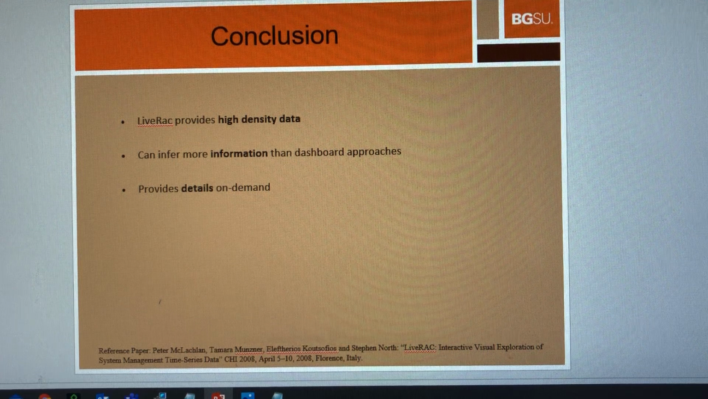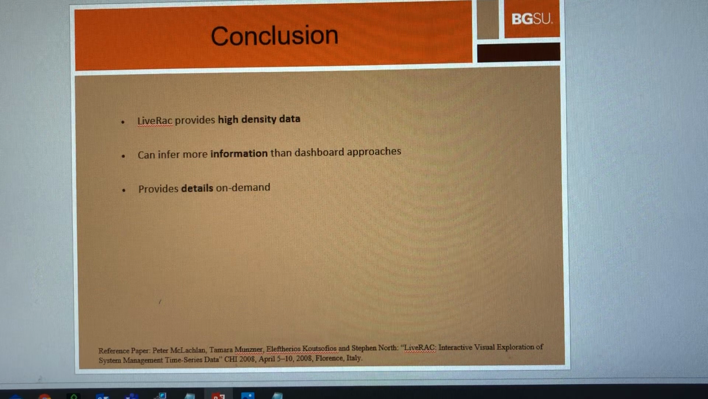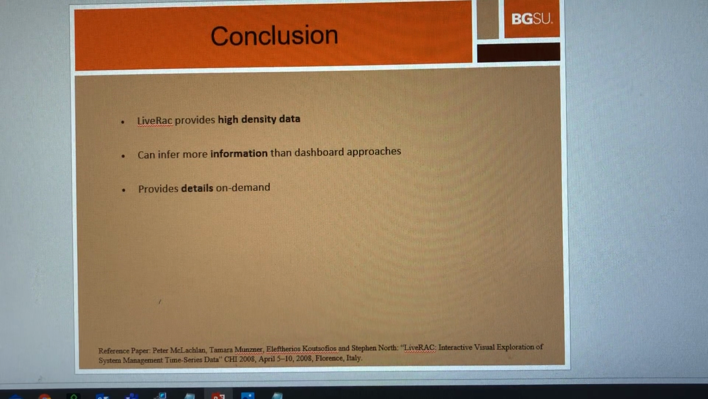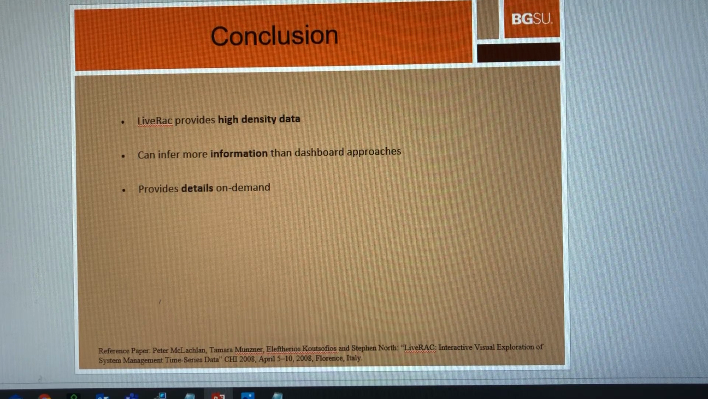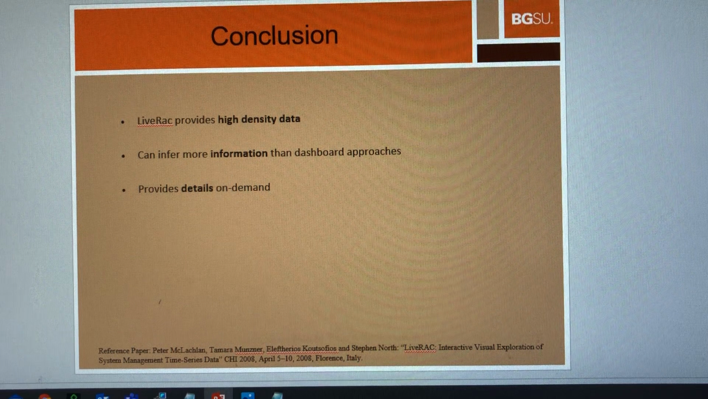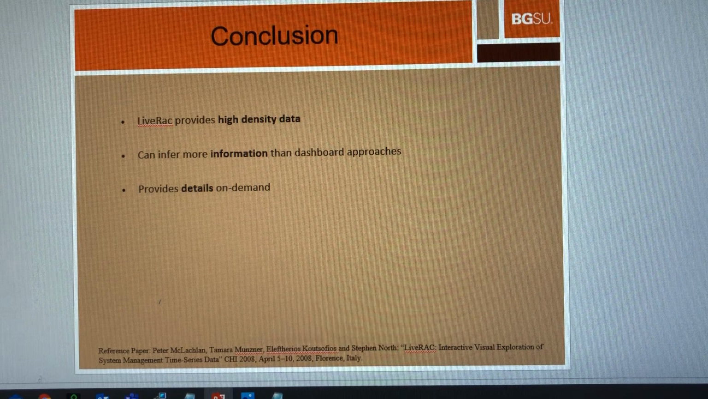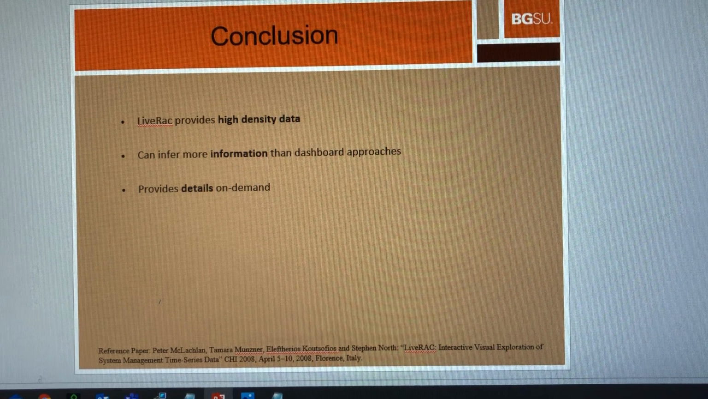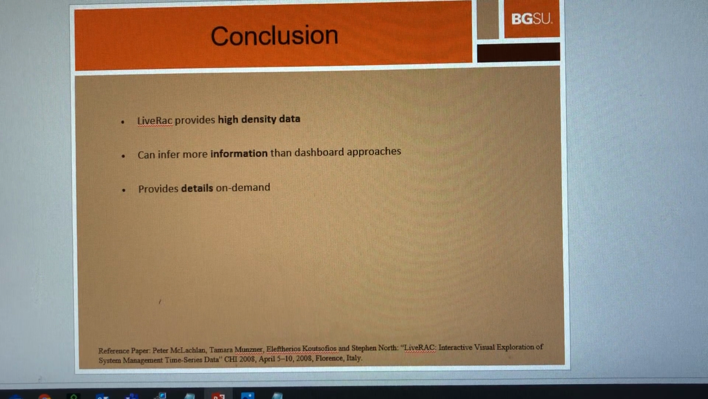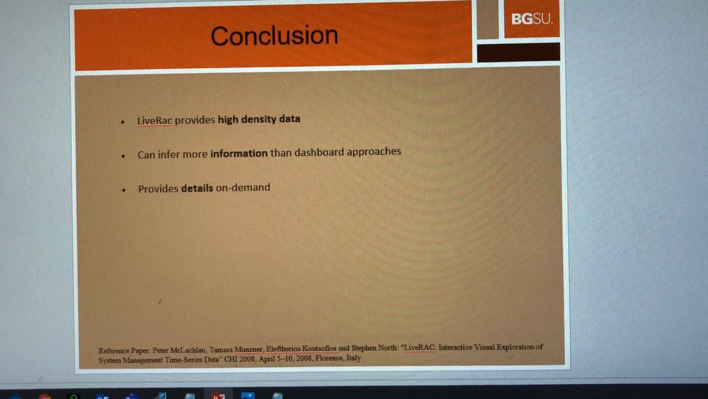In the conclusion, I would like to say that LiveRAC is already deployed in the production environment, and it provides high density data. It can infer more information than dashboard approaches, as it has more functionalities like semantic zooming, squishing, and zooming out. It also provides details on demand, and LiveRAC has ongoing support from its users with the prospect of wider deployment in network management and planning applications.